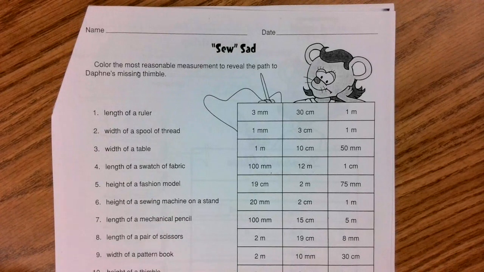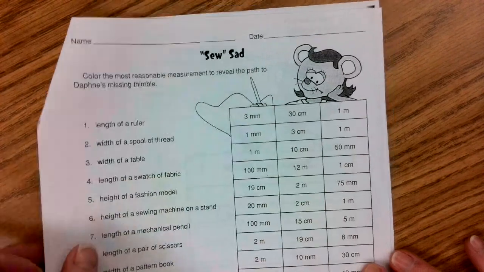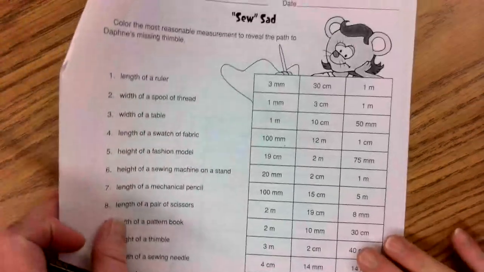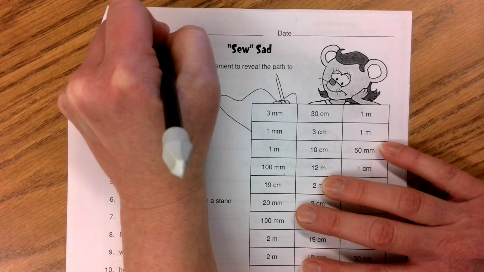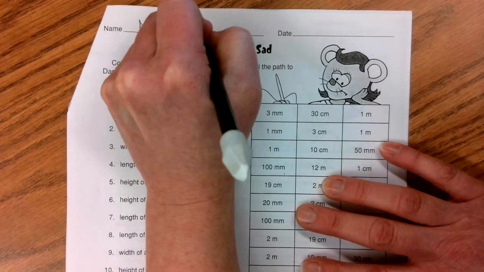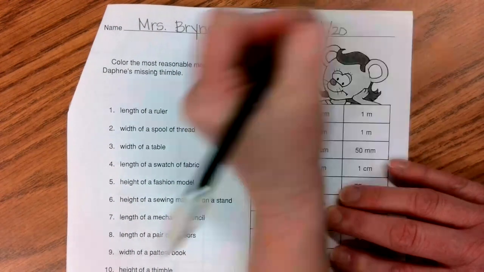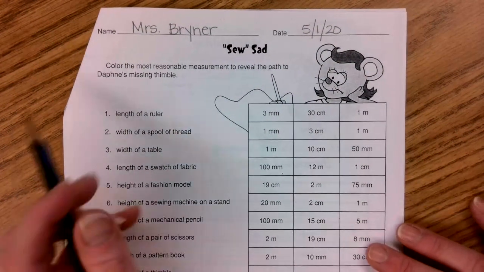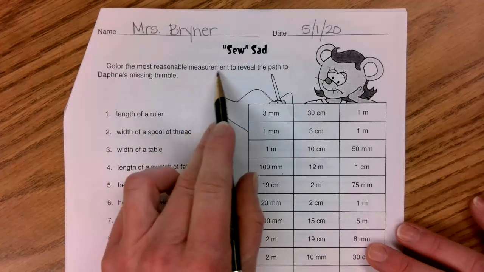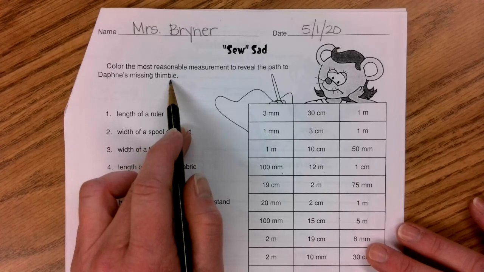Hello, today is our very last day that we're going to be working on the metric system. The page we're going to work on is So Sad in your math packet, page 9. This is Daphne the mouse. So let's put our name on the top. Today is the very first day of May, 2020. It says color the most reasonable measurement to reveal the path to Daphne's missing thimble.